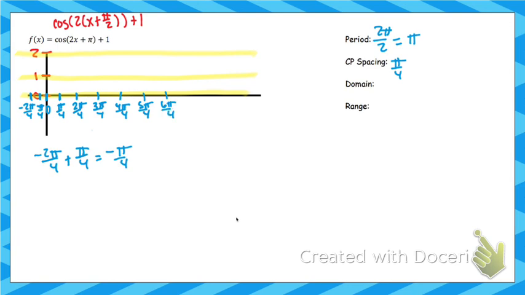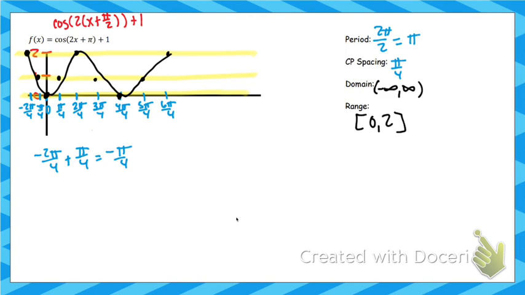Then we sketch our graph. This one's cosine. Cosine starts with a high point. So the first point I'm going to plot is a high point. Middle, low, middle, high, and then you just follow that pattern. And there's your graph. I missed 2 of the points, but that is what your graph is going to look like. All right, domain, negative infinity to infinity, and range is from 0 to 2.